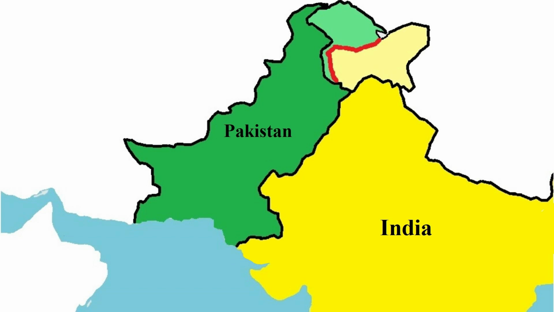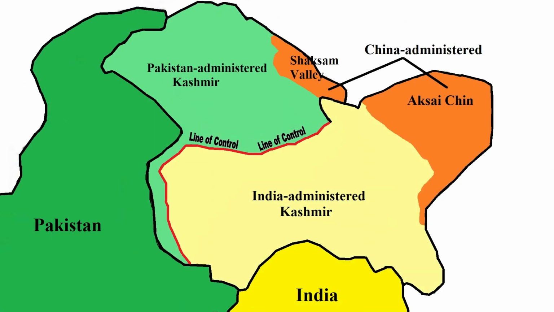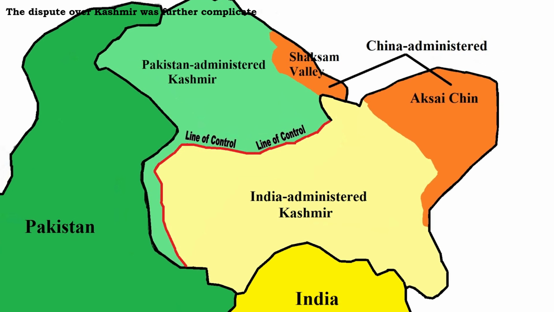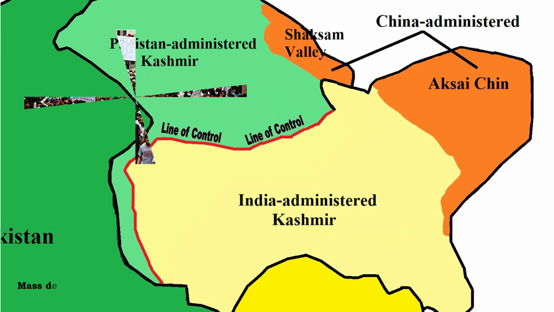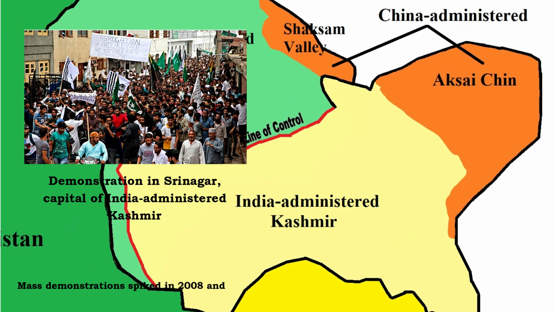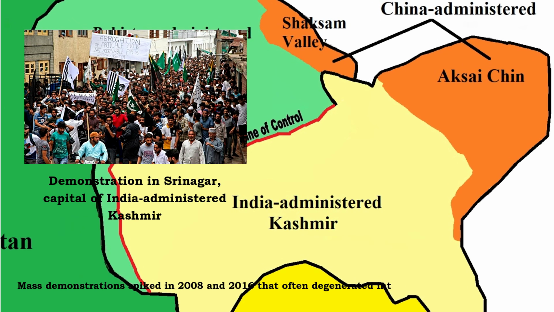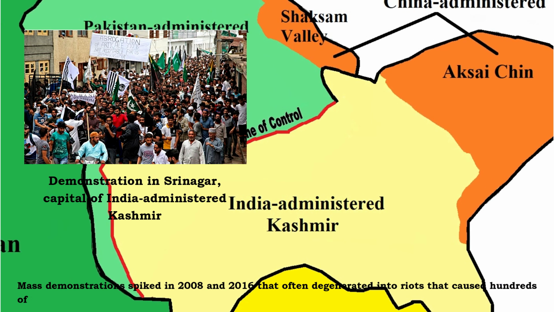Both sides signed a ceasefire in 2003, but cross-border artillery fire regularly occurs along the LOC, with both sides blaming the other for the thousands of ceasefire violations that are reported each year. The dispute over Kashmir was further complicated in 1989 when Kashmiri separatists began their struggle for self-determination, with some elements calling for Kashmir's independence and others wanting unification with Pakistan. Mass demonstrations spiked in 2008 and 2016 that often degenerated into riots that caused hundreds of killed and injured.